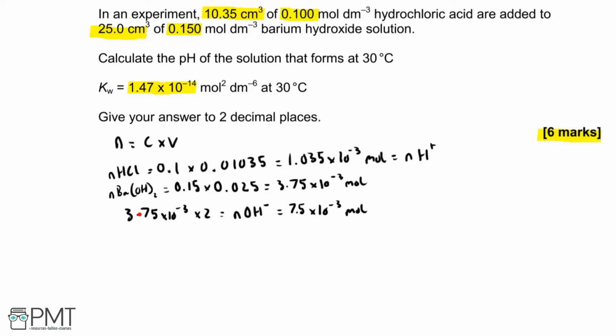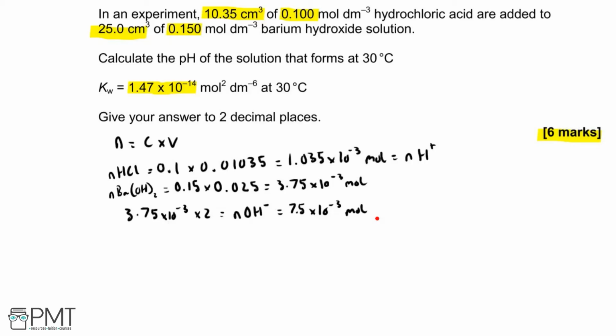And we need to do this as in an acid-base reaction like this, it's the hydroxide ions which are reacting with the hydrogen ions. So we need to know the moles of hydroxide ions more than just the moles of the barium hydroxide, as it's the hydroxide ions which are actually the active part of this reaction with our hydrogen ions.